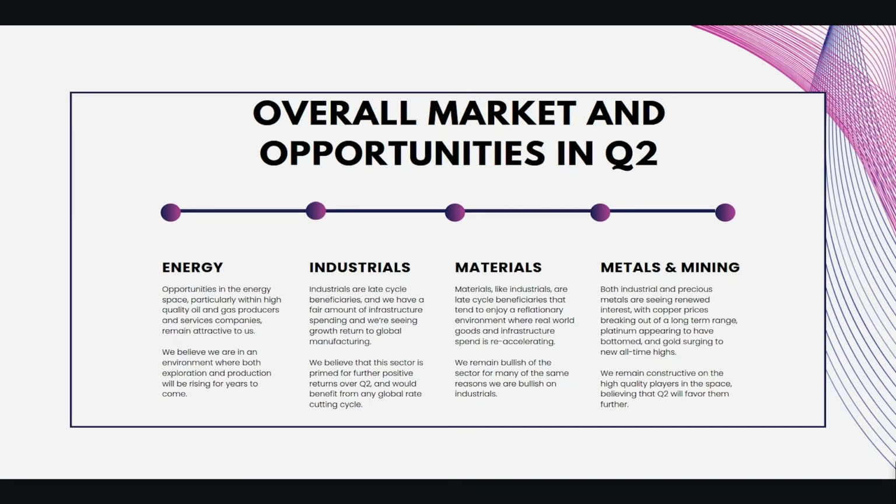We can see it from hedge fund flows as well. They're early, but they're nibbling and they're continuing to increase their allocation. Materials like industrials are late cycle beneficiaries. They also will do well in an environment where goods demand is picking up in an earlier cycle of cutting.